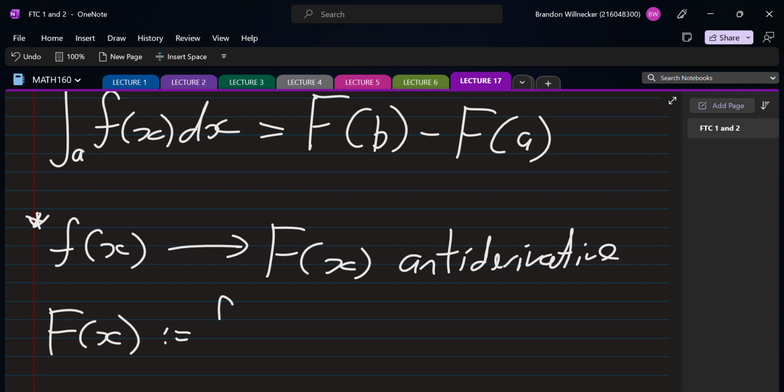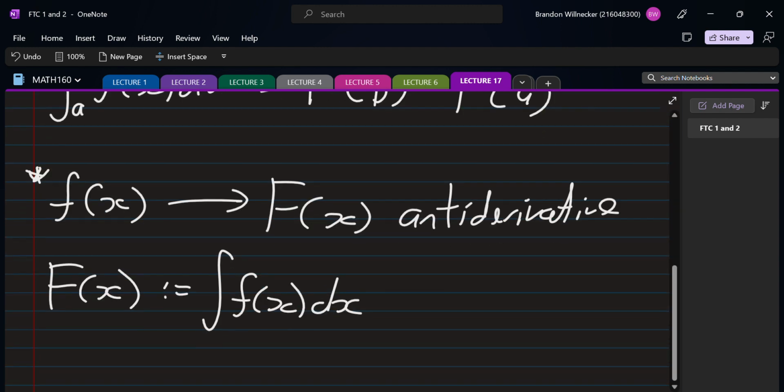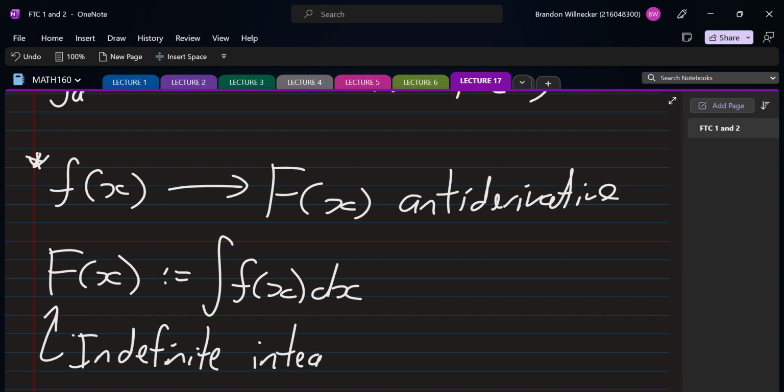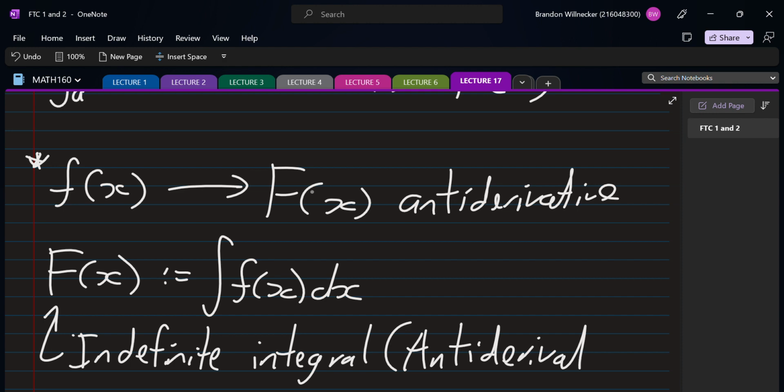We write this as the integral f of x dx, but we don't put the bounds. Okay, we call this an indefinite integral. Indefinite integral. Previously we called it the antiderivative. Okay, so it's just a little bit of notation there.